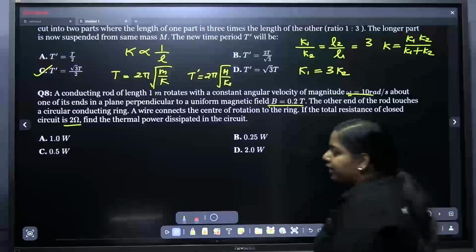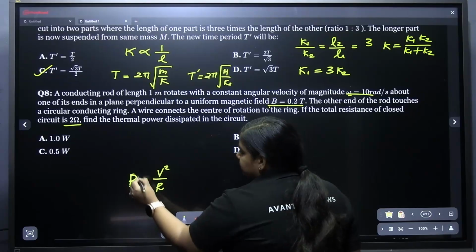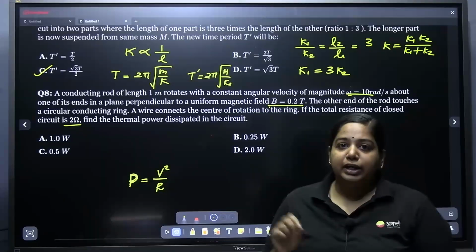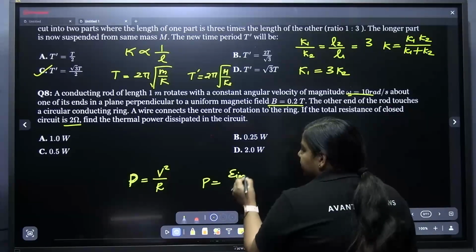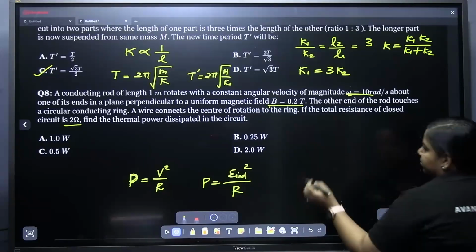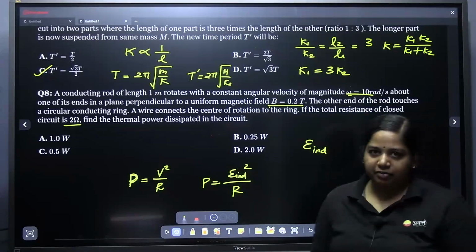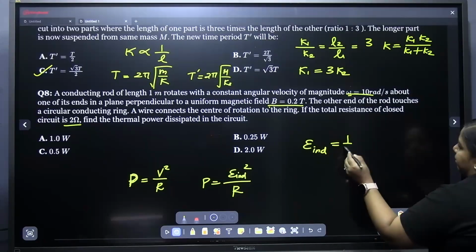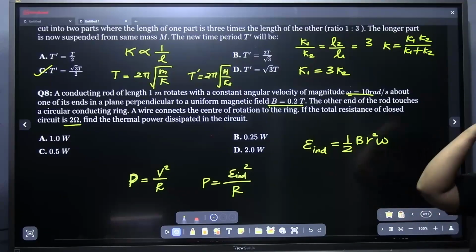Okay. Power equation is nothing but V square by R. Resistance is given. V we have to find. So something is rotating in a magnetic field, induced EMF will be there. So power is equal to induced EMF square divided by R. How to find induced EMF if something is rotating? If something is rotating in a magnetic field, then its equation is quite straightforward. You don't need anything else. It will be half B R square omega. R is the radius.